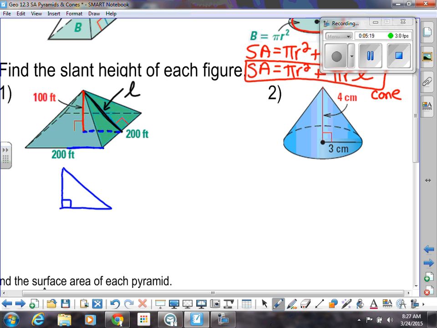So this side is 100 feet. This side is my slant height. And how big would this bottom part be? Remember, it's only going halfway across that base. So it's going to be half of 200. So that's going to be 100.